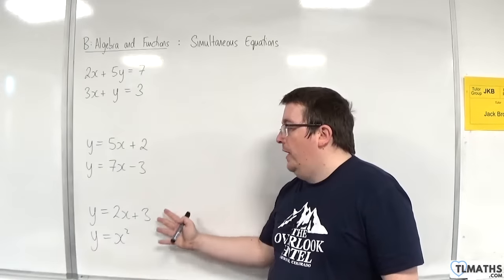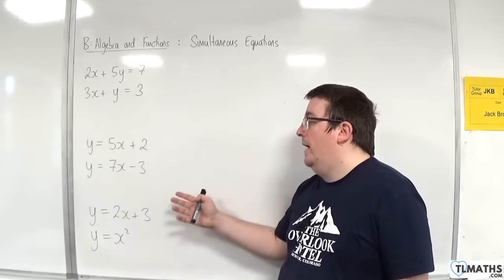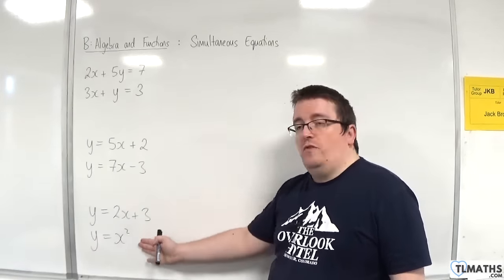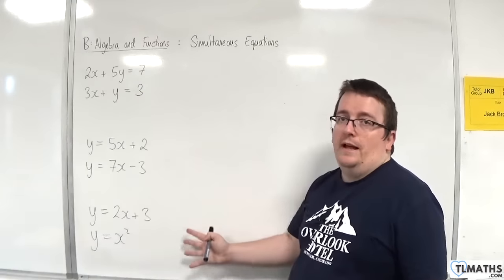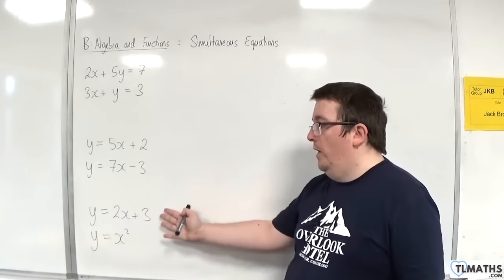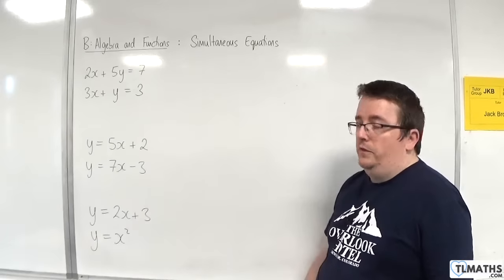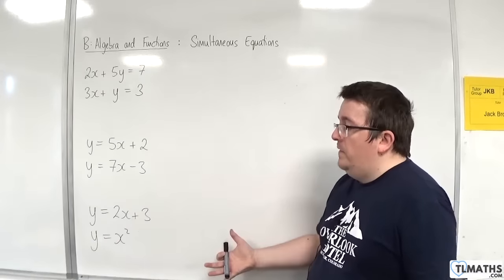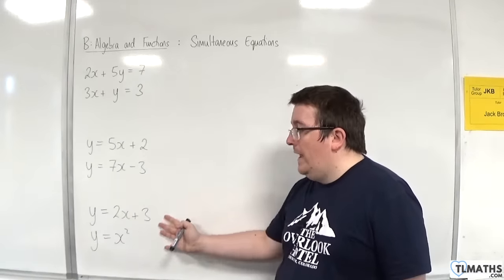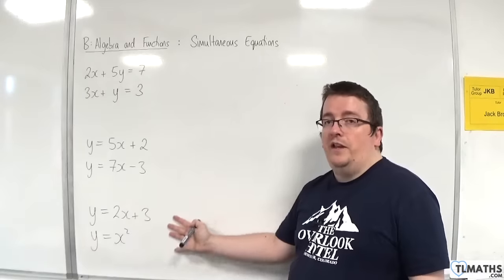When you've got something like this, where you've got a linear graph and a quadratic curve, then you're going to have to use algebra to do it. Put one equal to the other, substitution, and then solve. That would be the best way. Your calculator, the Casio ClassWiz, certainly cannot deal with that.